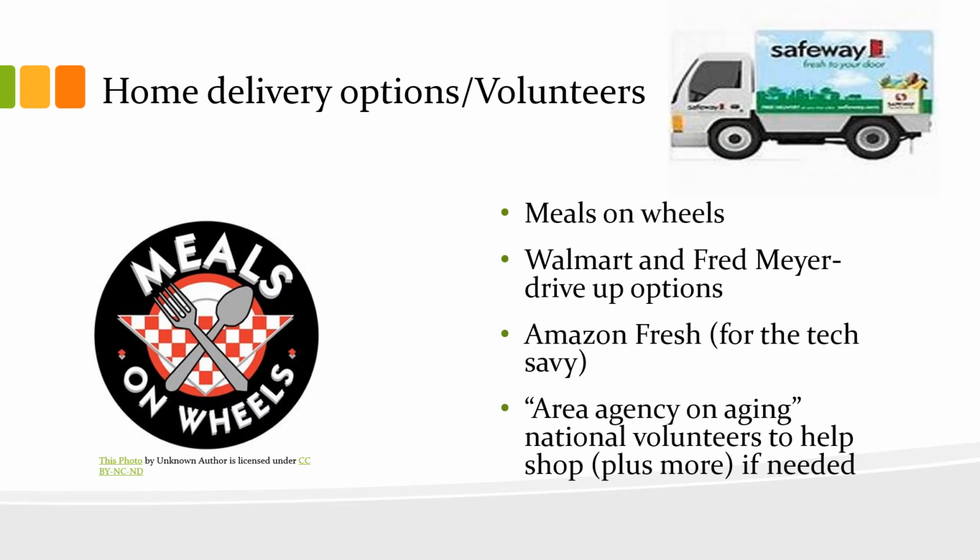Again, we talk about some home delivery options such as Meals on Wheels, but there are other options like drive-up stores that you can go to, such as Walmart or Fred Meyer grocery stores. With Amazon Fresh, you can order online and it can be delivered to your home. That would be for the tech-savvy older adult. And there is the Area Agency on Aging, which is a national volunteer group that helps shop, plus other things that are needed for the elderly.